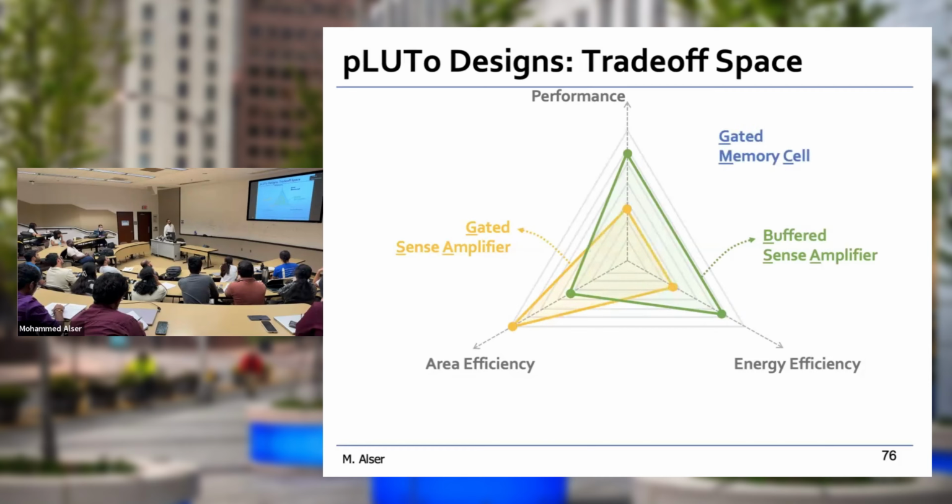Now, when we look into the third one, we will see performance is really good since we are not reading at all and there's no need to pre-charge. We are not sending the charge to the sense amplifier even. We are just keeping the charge in the memory cell, except if it is matching, we send it to the sense amplifier. So in terms of energy, it's really good, but in terms of area, it's really bad. Why?